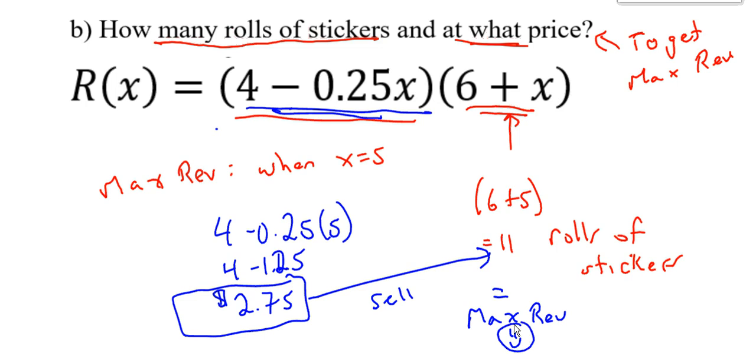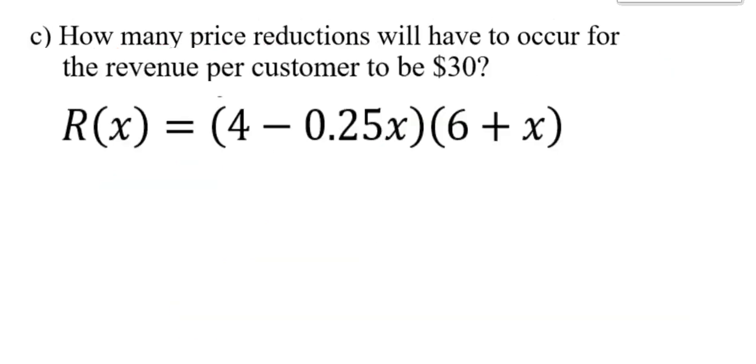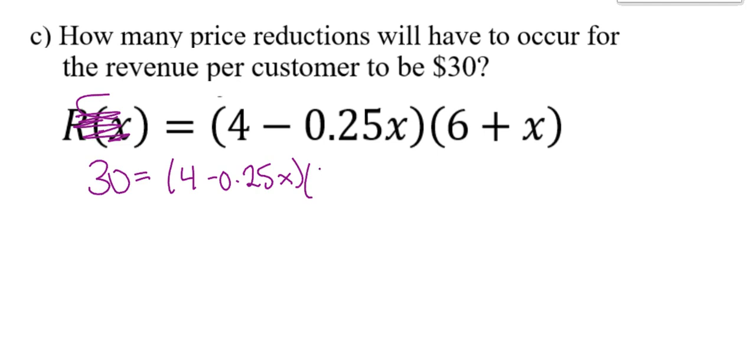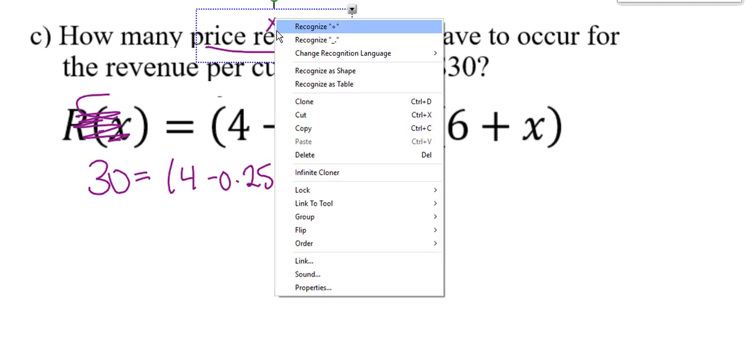Yay. Okay. So the last part of this question says how many price reductions will have to occur for the revenue per customer to be $30? So as I said earlier, I know that the revenue is $30. So instead of saying an unknown revenue, I now know that I want the revenue to be $30. What I don't know is how many price reductions will give me that answer. And of course, price reductions is what our variable x will tell us.